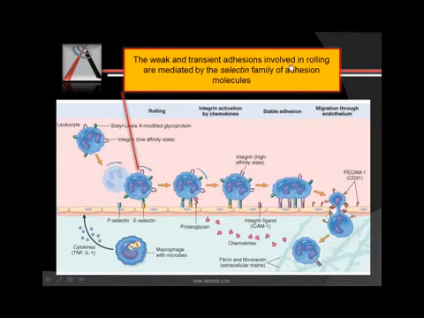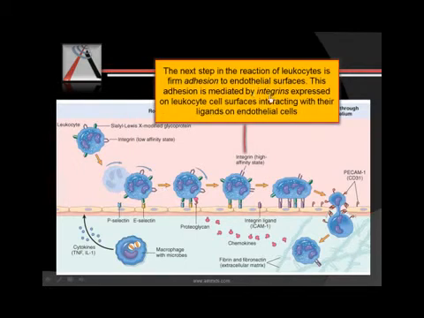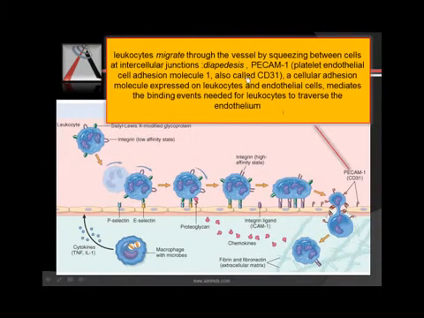So the weak and transient adhesion involves rolling, mediated by the selectin family. The next step is the firm adhesion to the endothelial surface, which is mediated by integrins. Then we have the migration of the PMNs by squeezing. This migration is also called diapedesis. So you have diapedesis here, and the PECAM-1 or CD31 molecule helps in the binding events needed for migration of the leukocytes.